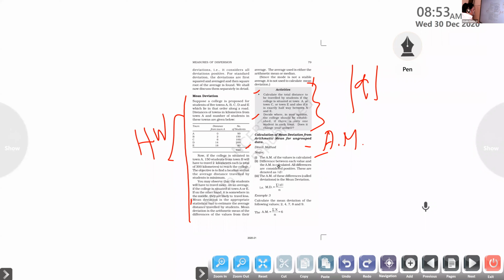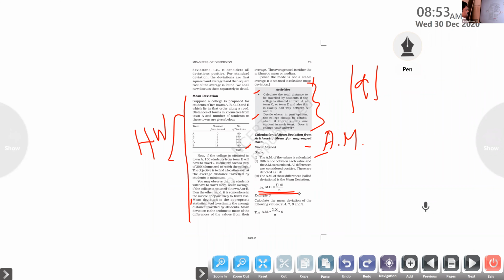So the next step: finally, the arithmetic mean of these differences is the mean deviation. The formula is: mean deviation is equal to the sum of D divided by N. Here D is an absolute value. Clear? So MD, mean deviation, is equal to the sum of D divided by N.